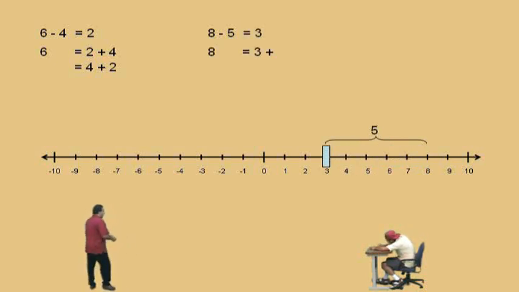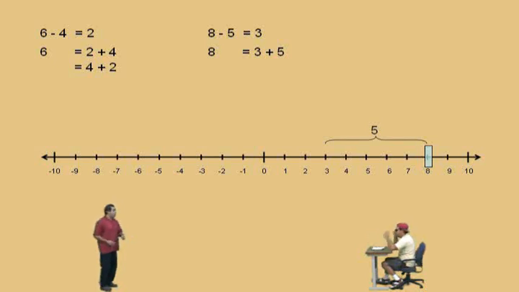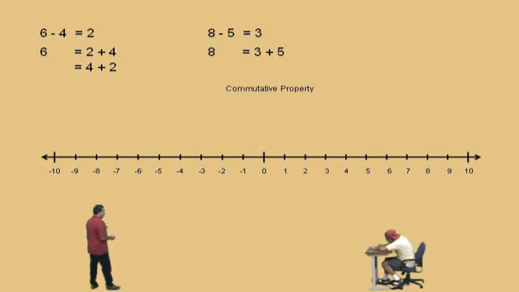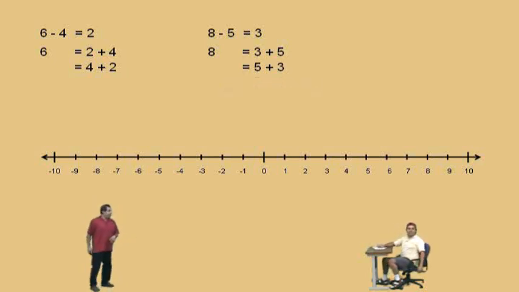Now, what do I add to 3 to get 8, Charlie? 5. Okay, by our commutative property, Charlie, 3 plus 5 is the same as? 5 plus 3. Very nice, Charlie. Okay, let's do one more.